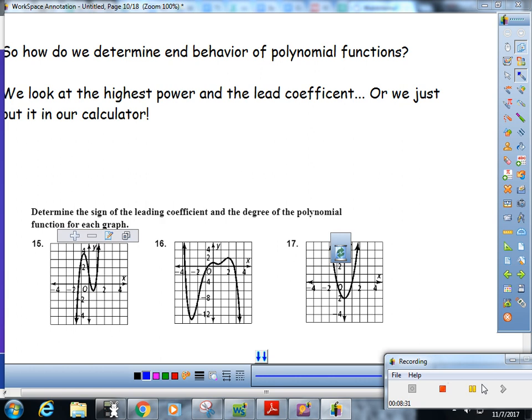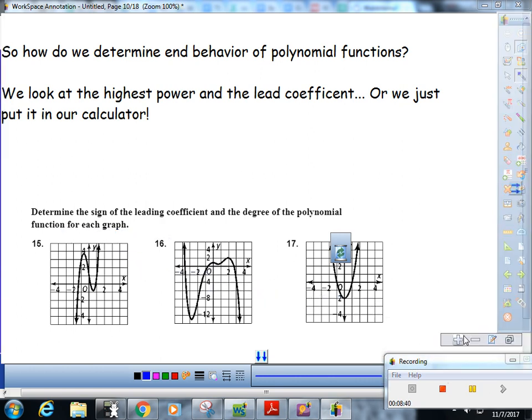So, how do we determine end behavior of polynomial functions? We look at the highest power and the lead coefficient. Or you can just put these in your calculator. Okay? So look, this says determine the sign of the leading coefficient and the degree of the polynomial. Well, here's how you measure the degree.